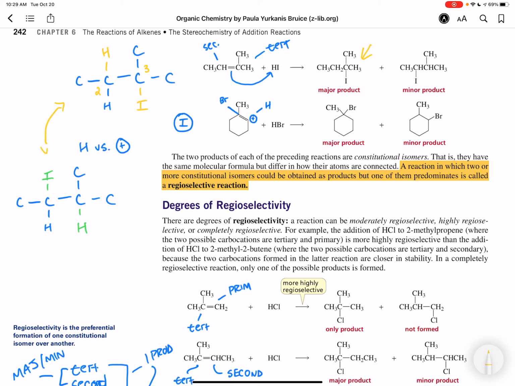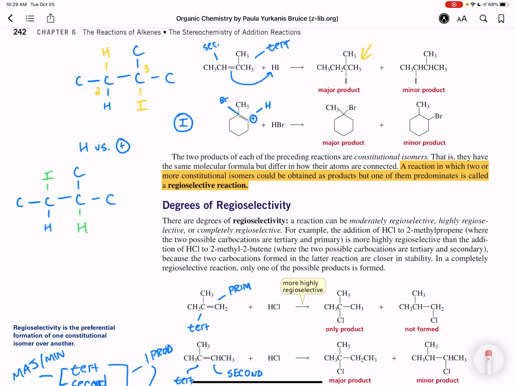These two products have the same chemical formula. Constitutional means you're removing this iodine, pulling the iodine and the electrons, and sticking it somewhere else. That is a constitutional isomer, and that's what we're working with here, okay?